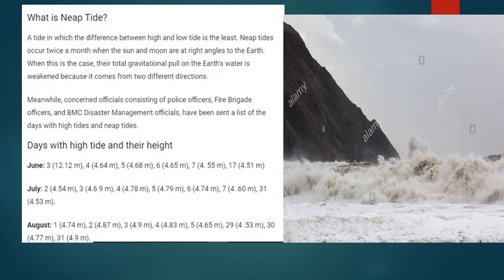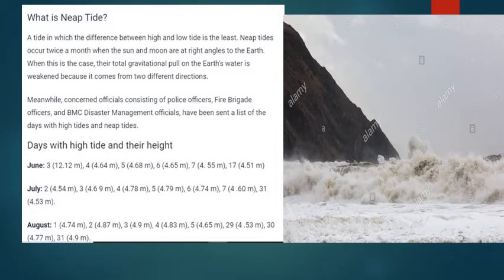Now the neap tide. Last year I told you how many times it happened. Now what is a neap tide? A tide in which the difference between high and low tide is least. That I told you earlier only. It is a little low. Neap tides occur twice a month. Okay, so this is the difference.